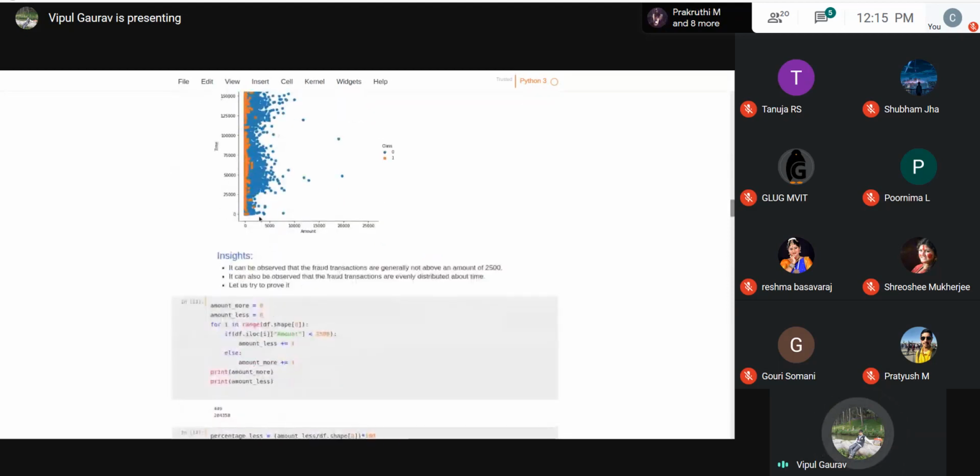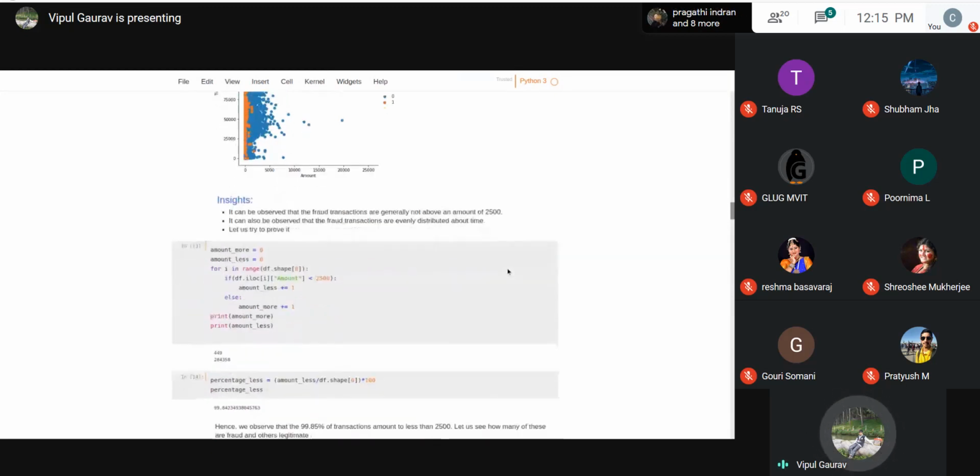So actually nothing exceeds half of 5,000 also, if you see in the vertical scale we can see. So that is the case. Nothing is above 2,500 also. So to prove it, I will use basic Python.